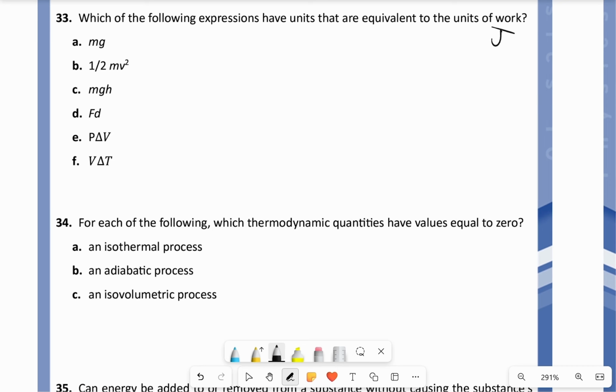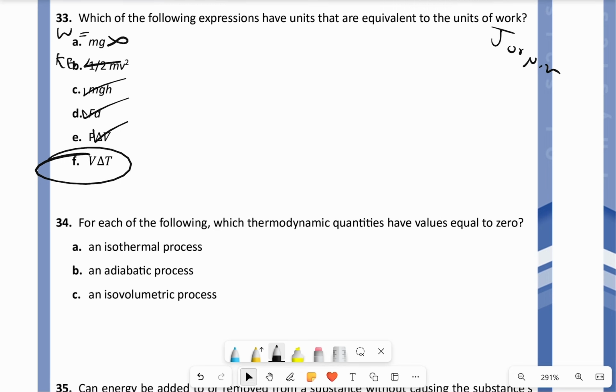33. Which of the following expressions have the units that are equivalent to the units of work? So the unit of work is equal to joule or Newton times meter. Is mg a unit of joule? No. We don't have any equations. This is equal to weight, by the way. What about this one? It's equal to KE. So yeah, this one is joules, unit of work. This one is, this one is, this one also, this one is not. Okay, so B, C, D, E are, but A and F are not.